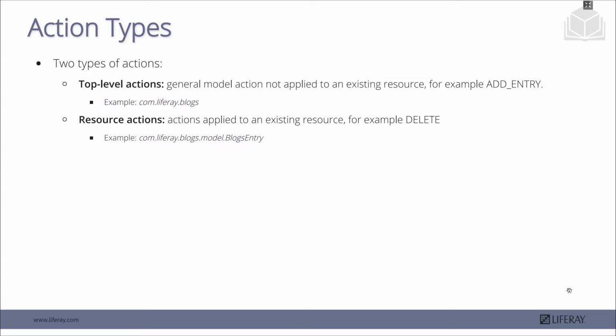When we're dealing with actions, there are 2 different types. Our first one is known as a top level action. This is an action that is not applied directly on a specific resource. This sounds a little funny, but the best example is when we create something brand new. Let's say I am creating an assignment. When I create the assignment, this is our greatest example of a top level action.